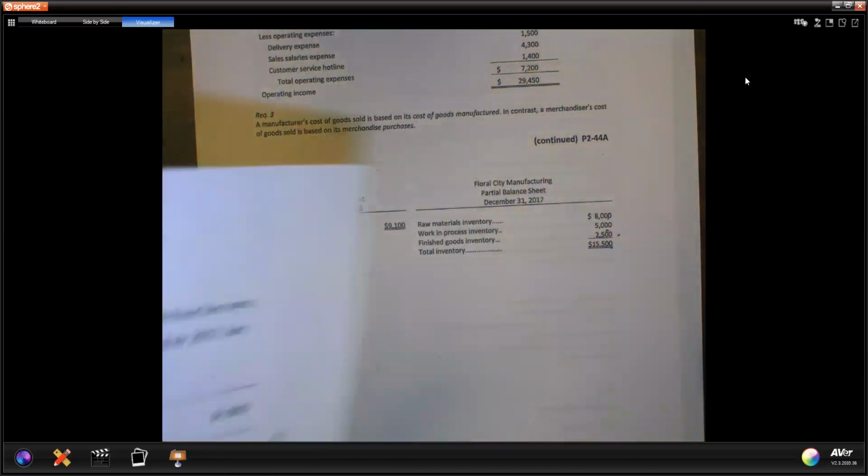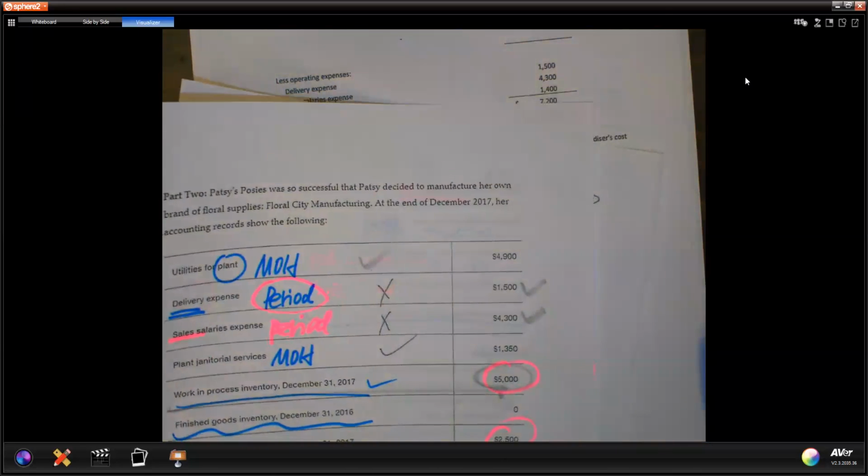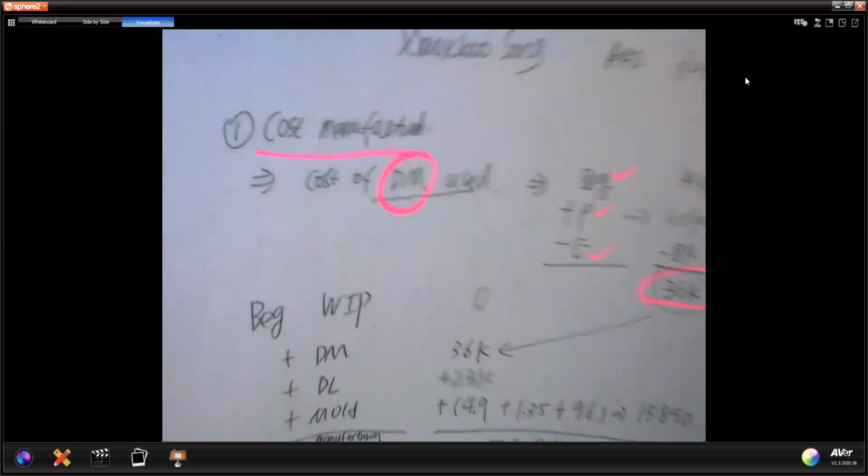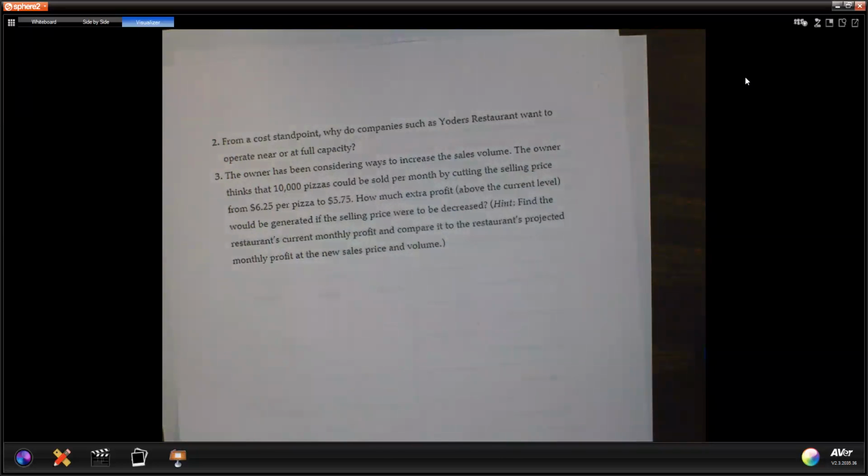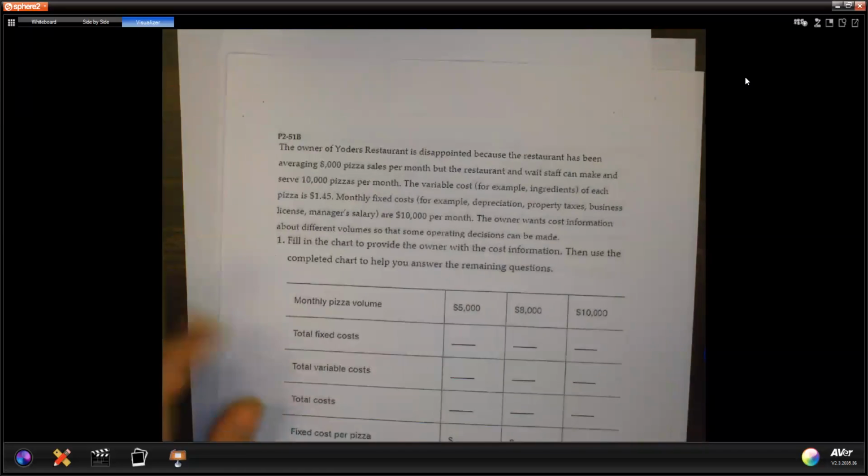Okay, so I'm done with this one, and the next one I want to go through another quick one with you. I cannot find my work. Okay, it's here. Sorry. Okay, so another one, number 51.